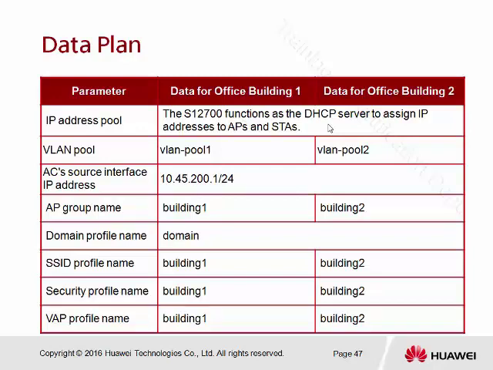So for the group name, okay, for the AP we also have to configure the group. I'm going to use building 1 and building 2 for all the APs here. AP 1 and AP 2 are going to be bound into building number 1. AP 3 and AP 4 belong to building number 2. For the domain name, I'm going to use the default. Okay, and the remaining ones will all follow the building name. Okay, the SSID, security, and also the VAP.